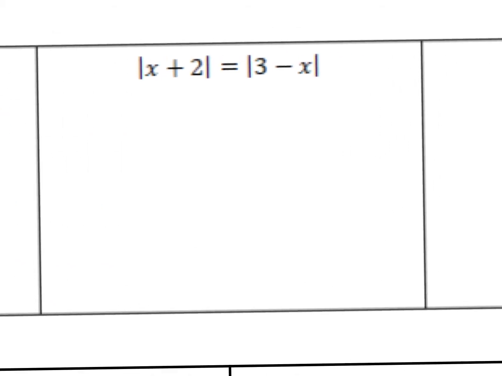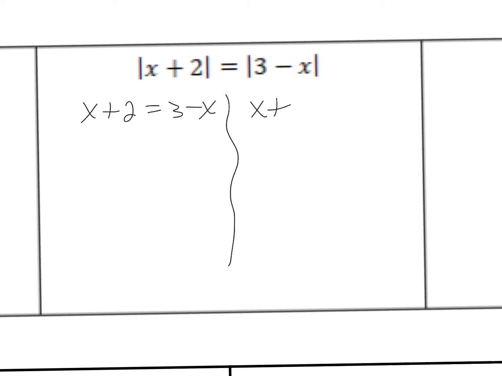This one may look a little bit different because we have the absolute value on both sides of the equation: the absolute value of x plus 2 equals the absolute value of 3 minus x. In order to solve this, because it's absolute value, we're going to set x plus 2 equal to 3 minus x, and we're going to set x plus 2 equal to negative 3 plus x. Again, we negated this answer: 3 times negative 1 is negative 3, and negative x times negative 1 is positive x. We multiply both of these terms times negative 1.